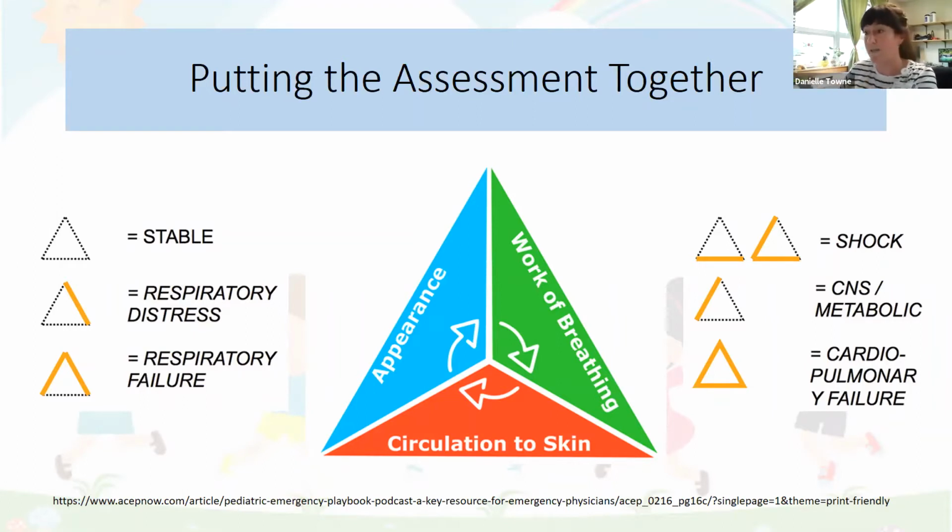But if all three are messed up, okay, so you've got appearance, work of breathing, and circulation, all three are not normal, then that child requires immediate intervention and stabilization, because they're in both cardiac and pulmonary distress and failure because all of their systems are affected.